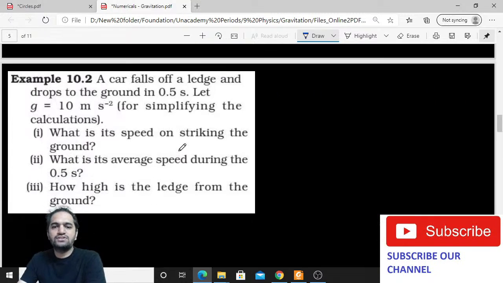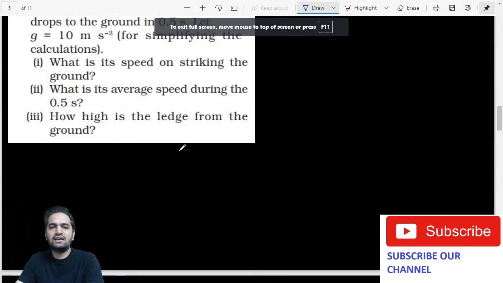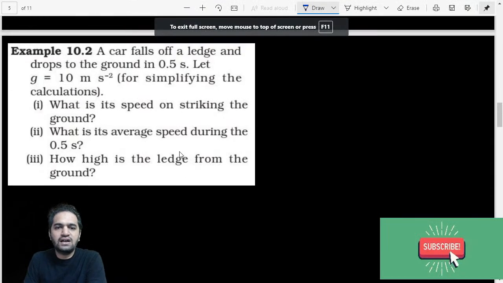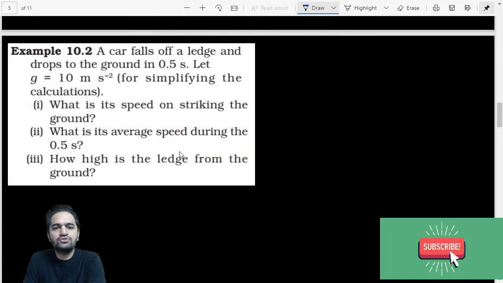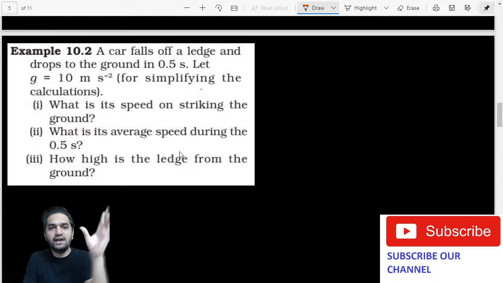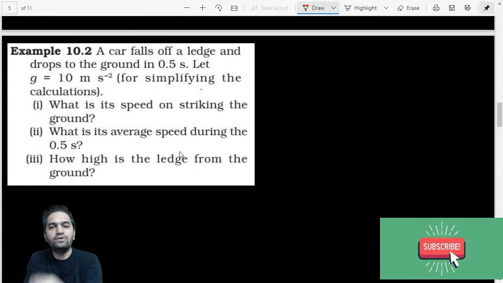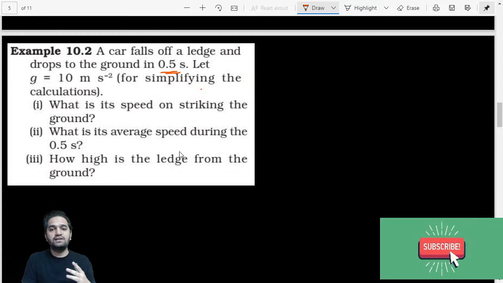Now in the second question, they have said a car falls off a ledge. Let us see what they are talking about. They are saying a car falls off a ledge and drops to the ground. The car has fallen from a height and drops to the ground in 0.5 seconds. So the car has fallen from a height, and how much time has it taken? Only 0.5 seconds were required for the car to fall from a height, and that is all the time it required.